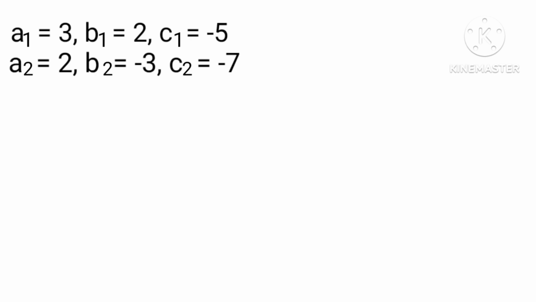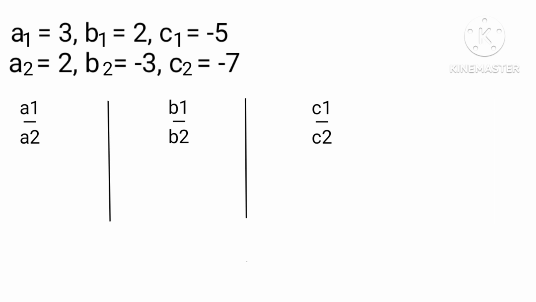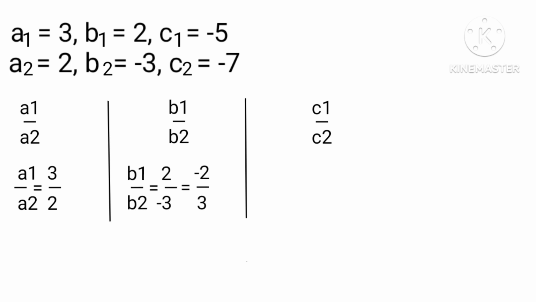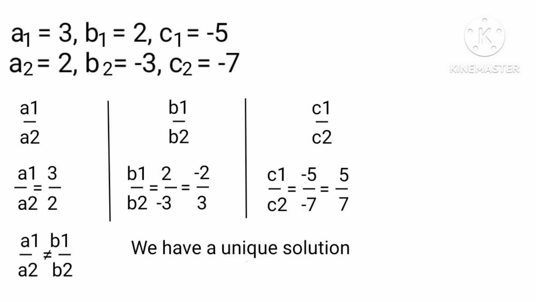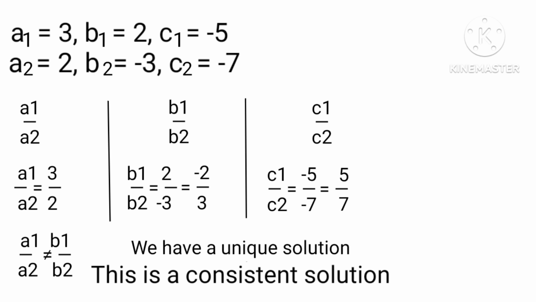We have to find whether it is a consistent or inconsistent solution by verifying it in the formula a1 by a2, b1 by b2 and c1 by c2. So here a1 by a2 is equal to 3 by 2 and b1 by b2 is equal to 2 by minus 3, which can also be written as minus 2 by 3. Next, c1 by c2 is equal to minus 5 divided by minus 7, which can be written as 5 by 7. So we have a unique solution in this. So a1 by a2 is not equal to b1 by b2, so it is a consistent solution.